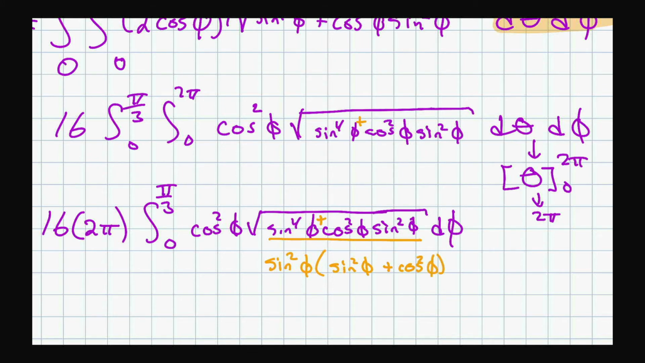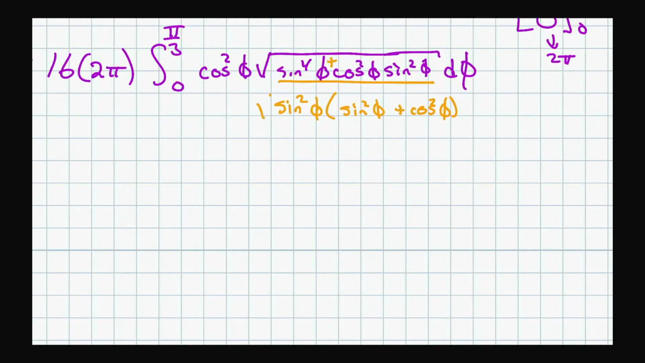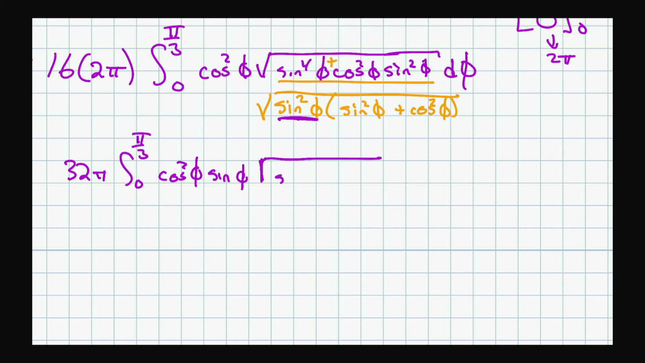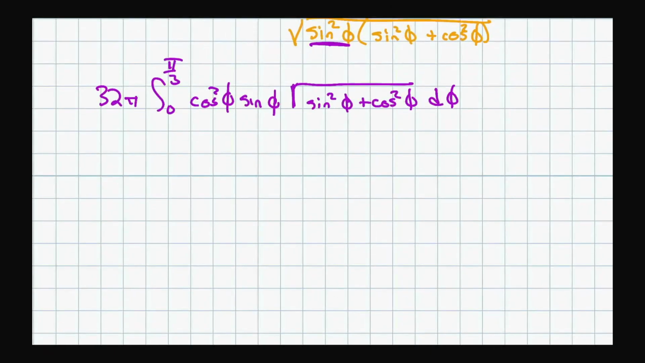All right. So you can write it like that, right? Because they both have a sine squared. And then if you do that, you can have 32 pi times the integral from 0 to pi over 3. You've got your cosine squared phi. We're going to take this sine squared out as a sine phi. You've got your square root. It's just in there sine squared phi plus cosine squared phi now, which of course is 1. So we just have 32 pi times the integral from 0 to pi over 3 of simply cosine squared phi sine phi d phi.